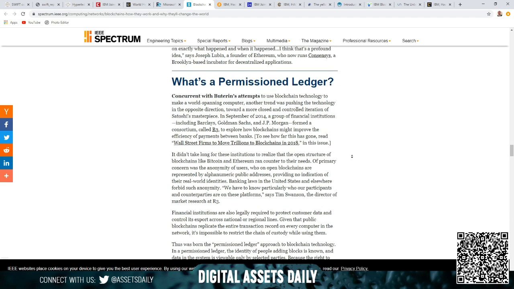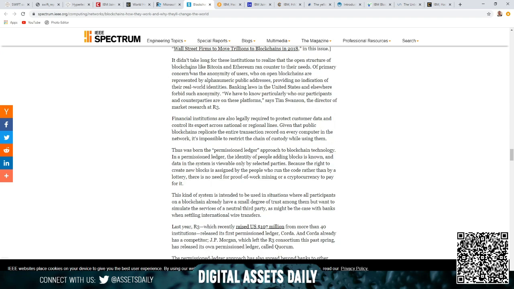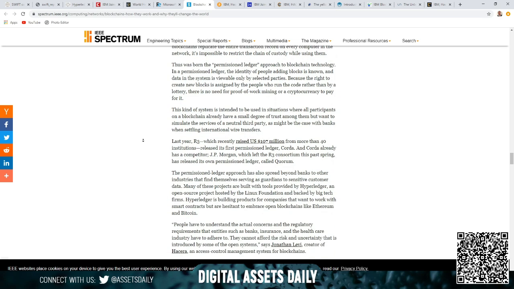But again, as we come down into this, it didn't take long for these institutions to realize that the open structure of blockchains like Bitcoin and Ethereum ran counter to their needs. Of primary concern was the anonymity of users, who on open blockchains are represented by alphanumeric public addresses, providing no indication of their real-world identities. Banking laws in the U.S. and elsewhere forbid such anonymity. We have to know particularly who our participants and counterparties are on these platforms, says Tim Swanson, the Director of Market Research at R3. And we know R3 Corda is running on Ripple's XRP.